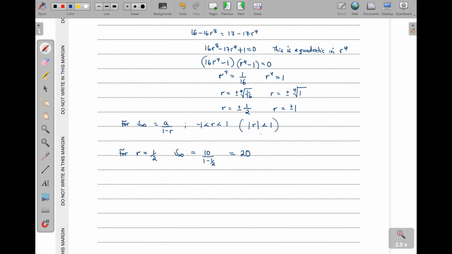As simple as that. And then for r equal to -1/2, we have the sum to infinity equal to, again, 10 over 1 minus -1/2. This will be a plus, right? So that will be 3 over 2. Then this one will somersault and multiply with that 10. It becomes 20 over 3. So the two values that we are seeing for the sum to infinity are 20 and 20 over 3.